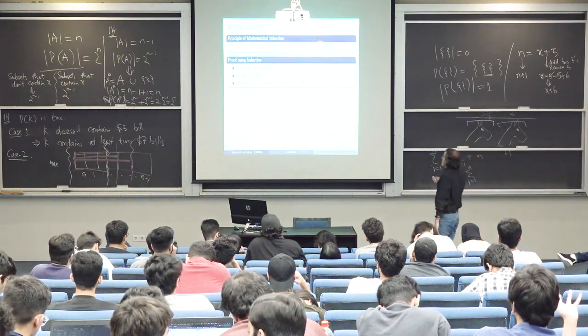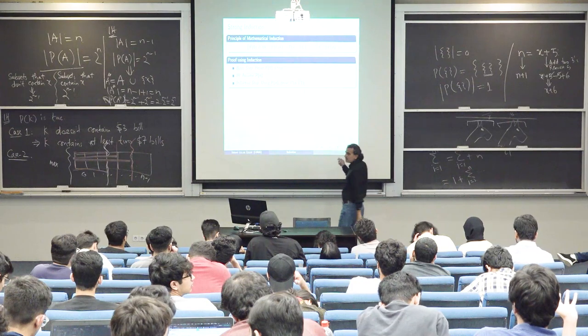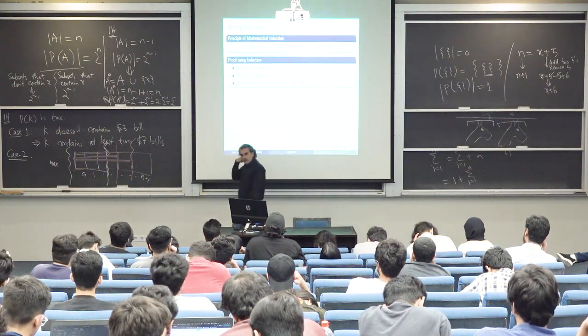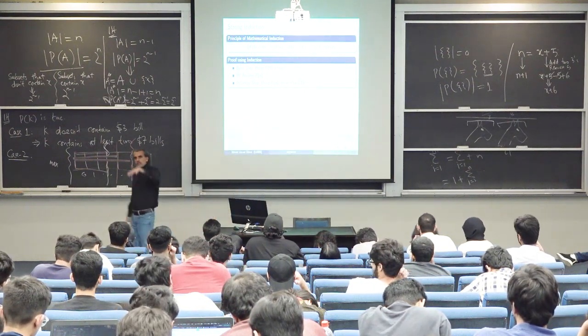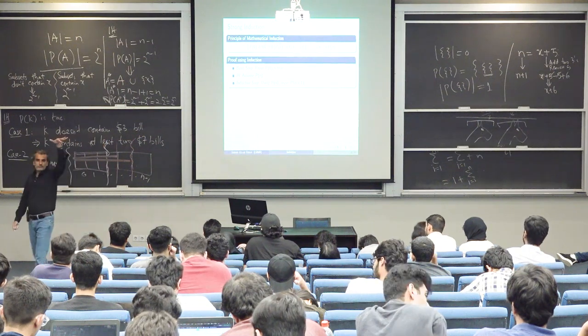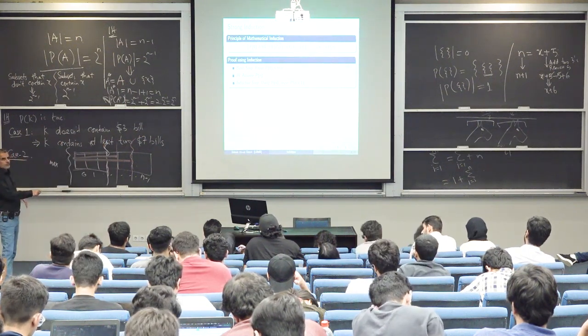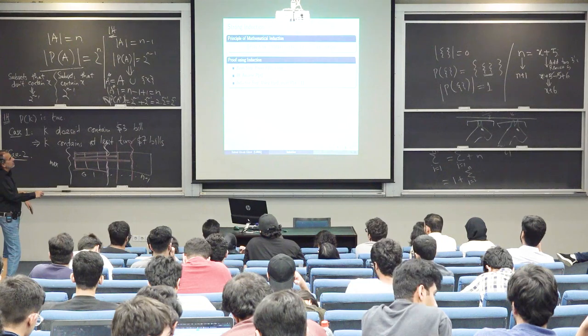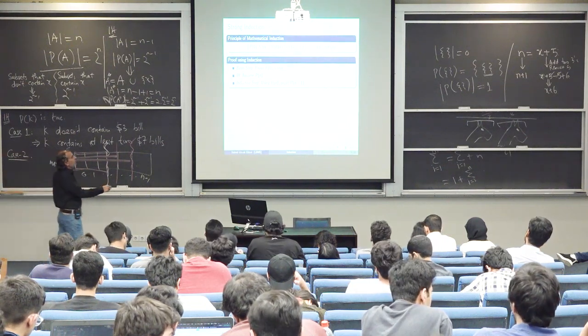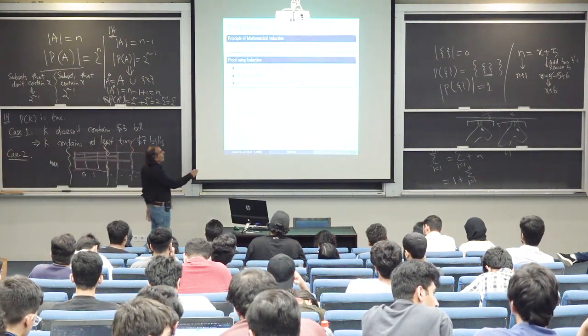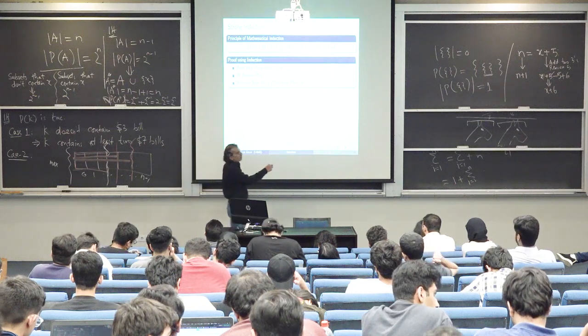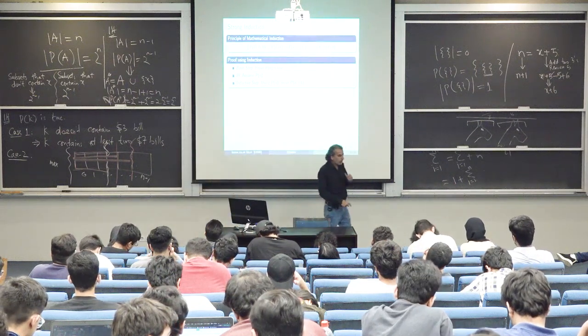Let's have a relook at the basic principle of mathematical induction. What was this principle? There are two things which have to be true. P naught is true, and Pk implies Pk plus 1 has to be true for all k. If both of them are true, then we can say that the claim is true for all n.